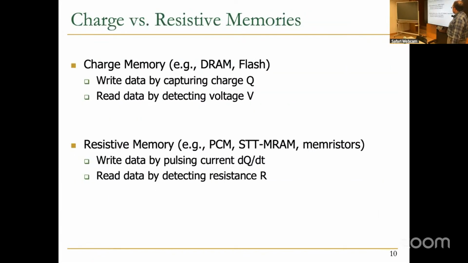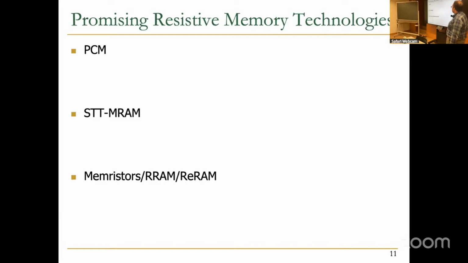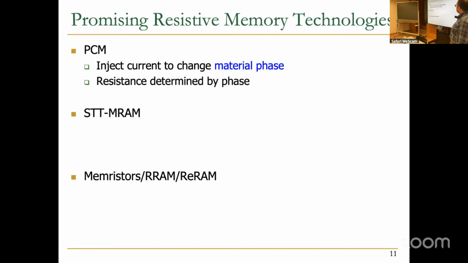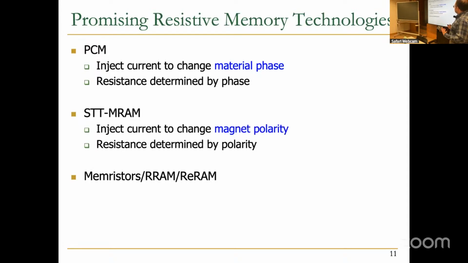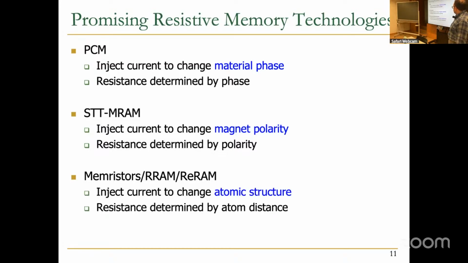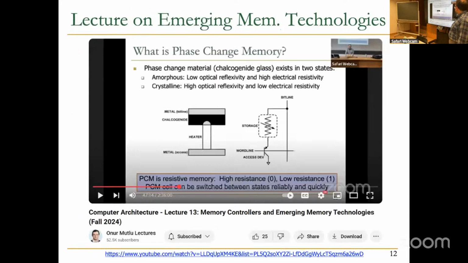But essentially, there are different kinds of memories that people came up with. This is also not a comprehensive list. There are many other emerging memory technologies, but in PCM you inject current to change the material phase, and then resistance is determined by the phase of that material. STT-MRAM is another memory where you inject current to change magnet polarity, and resistance is determined by the polarity of that magnet. And there are other memories like memristor, RRAM, ReRAM, where you inject current to change atomic structure, and then resistance is determined by atom distance.